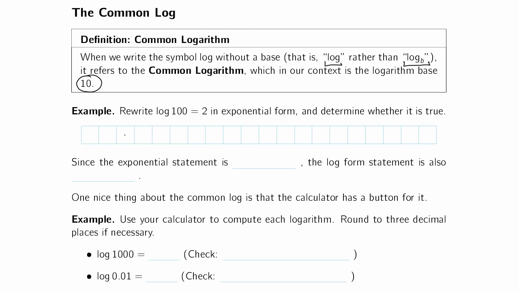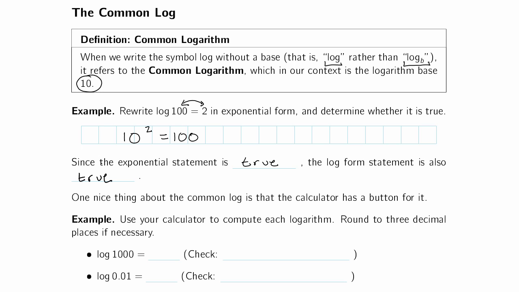To write that in exponential form, the base is 10. No base is shown, so it's 10. And then, just like usual, we exchange the argument and the exponent. So the statement log of 100 equals 2 means 10 squared equals 100. And since that exponential statement is true, the log form statement is also true.